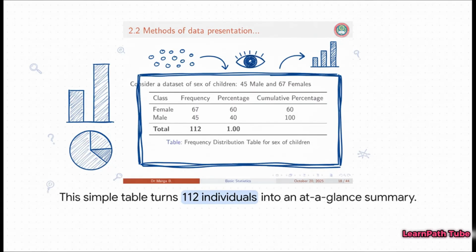Just look at this. Instead of having to read through a list of 112 different people, you can see instantly 67 females, 45 males. Boom. This little frequency table took all that raw data and just wrangled it into a neat, organized summary. This is the moment where the first real insights start to pop out.